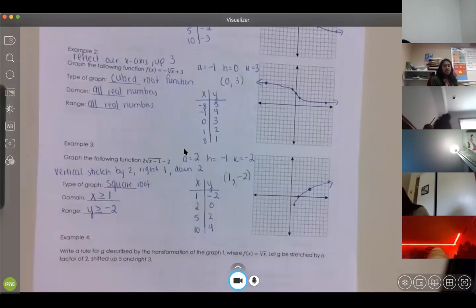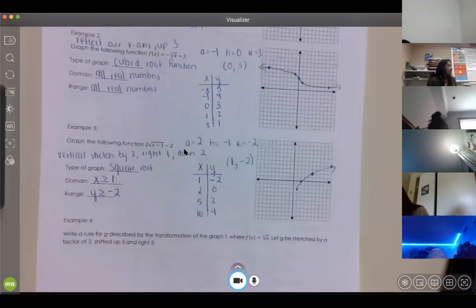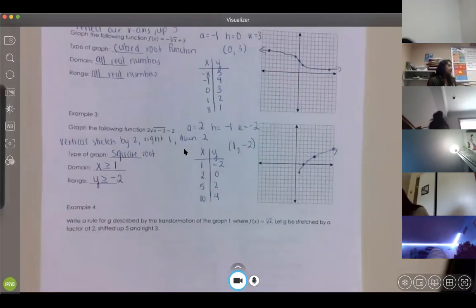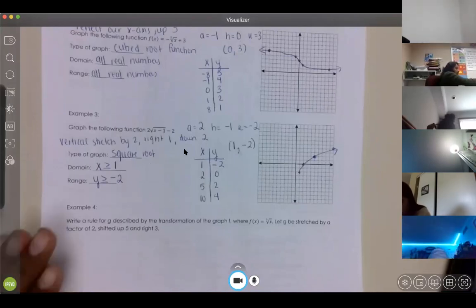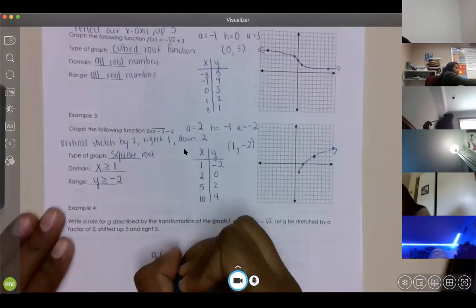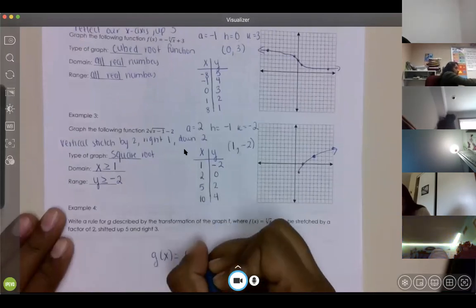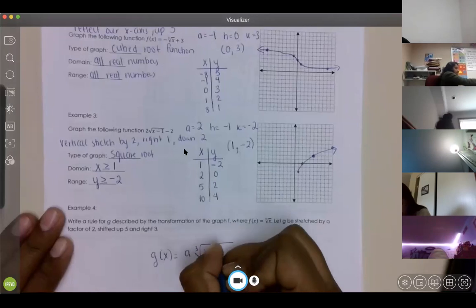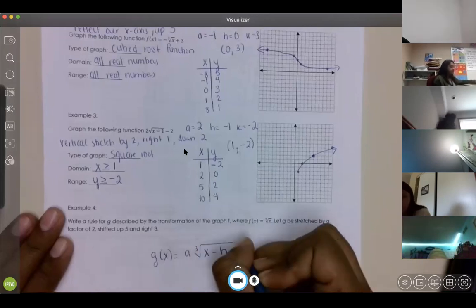All right, the last one, example 4. Write a rule for g described by the transformation of the graph f, where f of x equals the cubed root of x. Let g be stretched by a factor of 2, shifted up 5, and right 3. So this time we're working backwards. We know what our transformation is, but we need to figure out what the equation is. So from the front page, the general equation is g of x is equal to a times the cubed root of x minus h plus k.